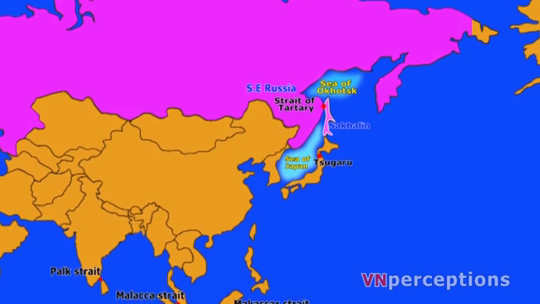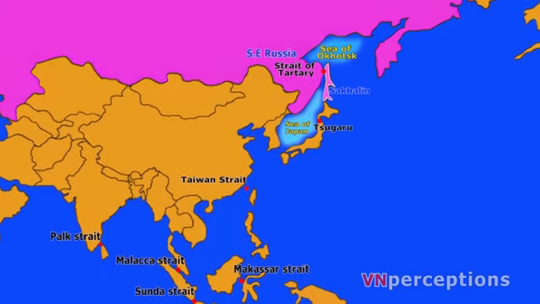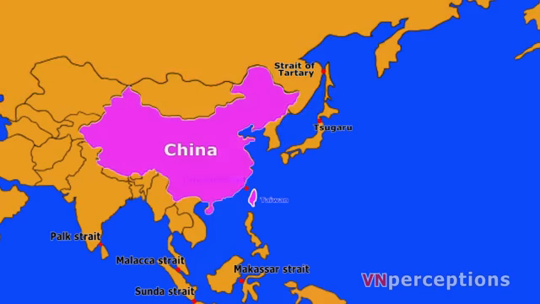Next one, the Taiwan Strait or the Formosa Strait. It separates the islands of Taiwan, that is of the Republic of China, from mainland China, that is People's Republic of China. The strait is part of South China Sea and connects to the East China Sea to the north.